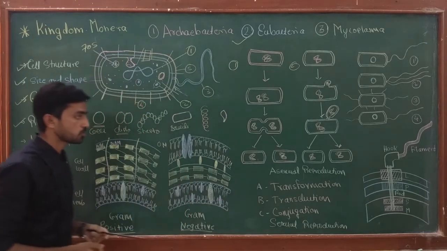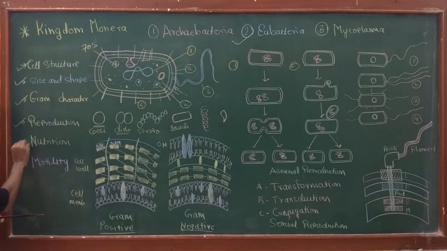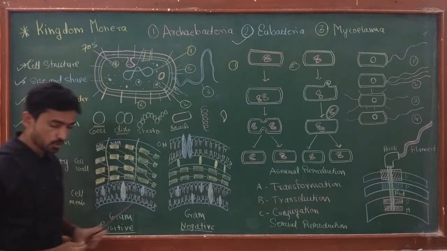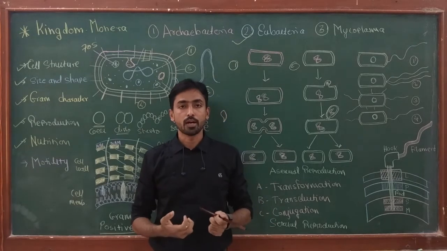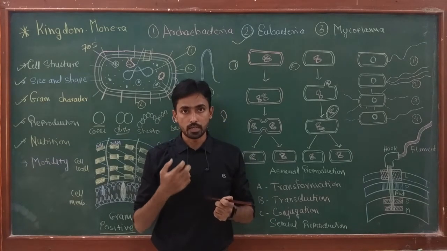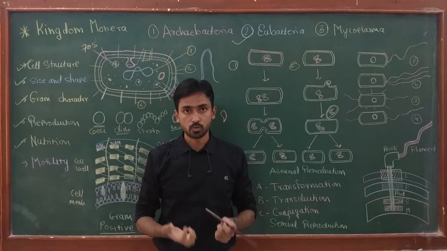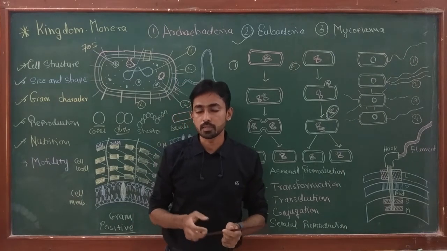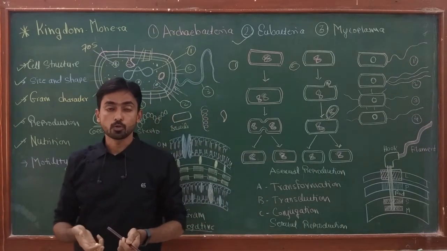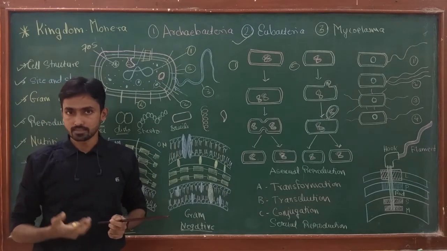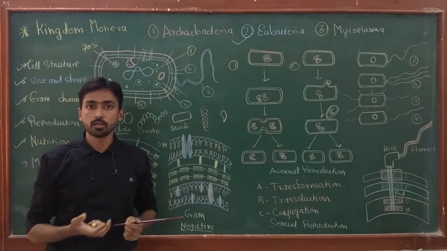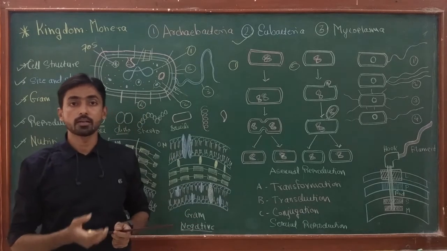Now the next point is nutrition. Generally bacteria are heterotrophic, that means they are unable to make their own food material. They require the help of other organisms. Okay, so we call it heterotrophic, but sometimes some bacteria are autotrophic, able to produce their own food material with the help of photosynthesis, like cyanobacteria, because they have a light absorbing pigment like chlorophyll.